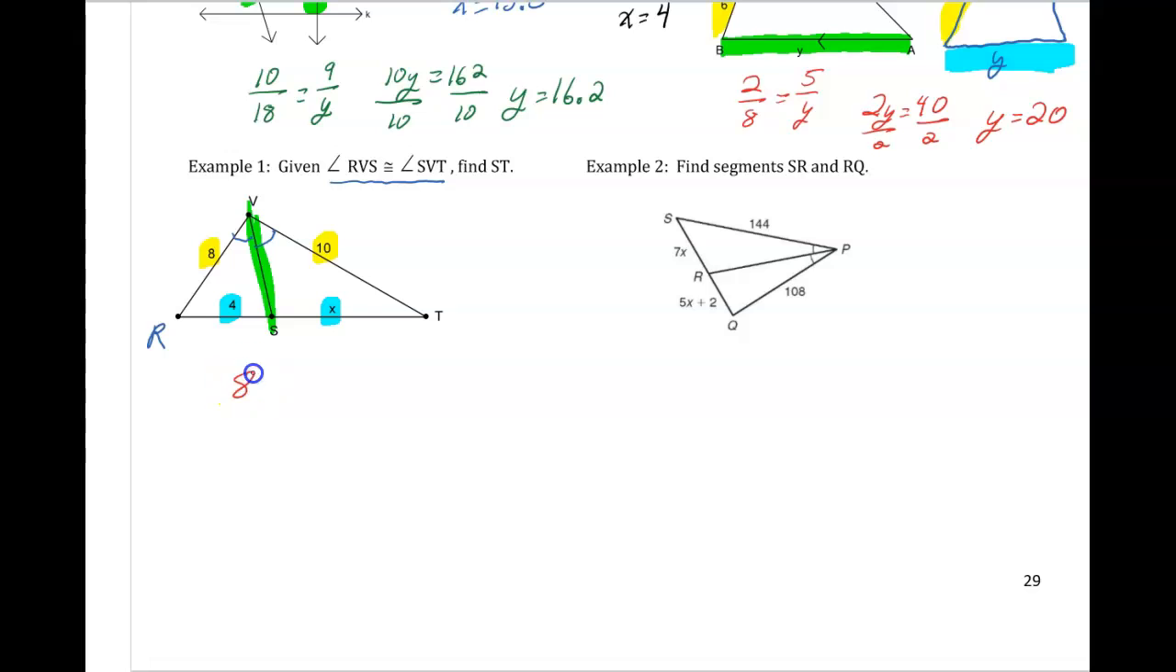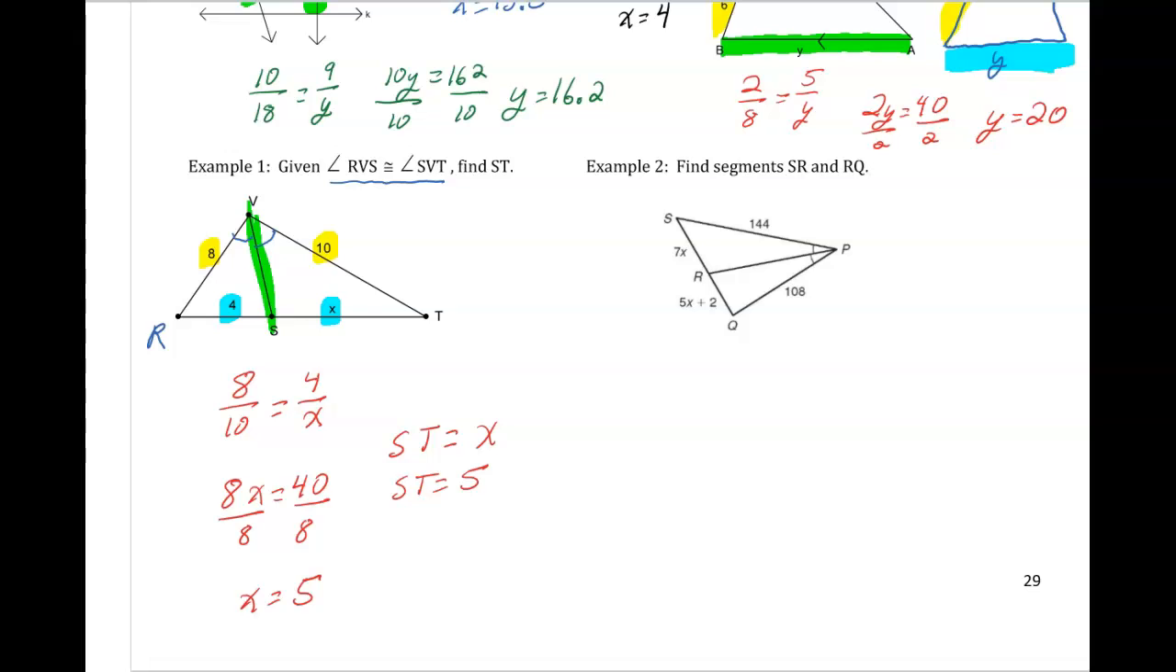So let me write that down. 8 divided by 10 equals 4 over x. Multiplying, 8x is equal to 40. Divide by 8. X is equal to 5. Now that we solved for x in problem number 1, we need to find ST. So ST is actually x. So ST is equal to 5.